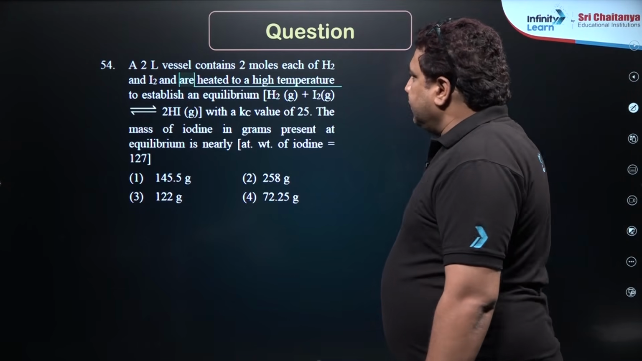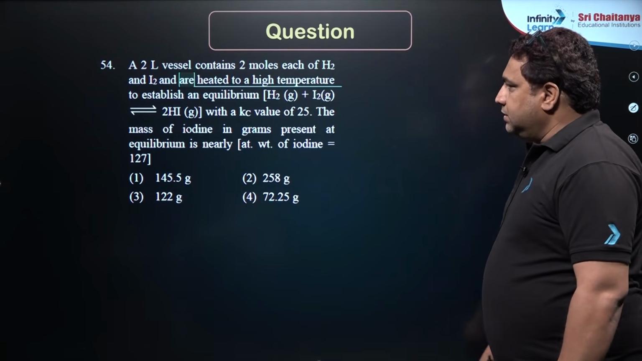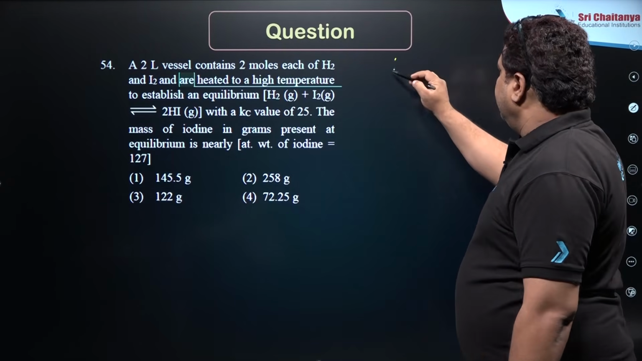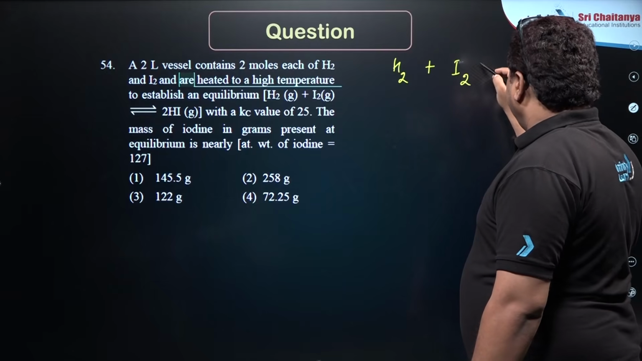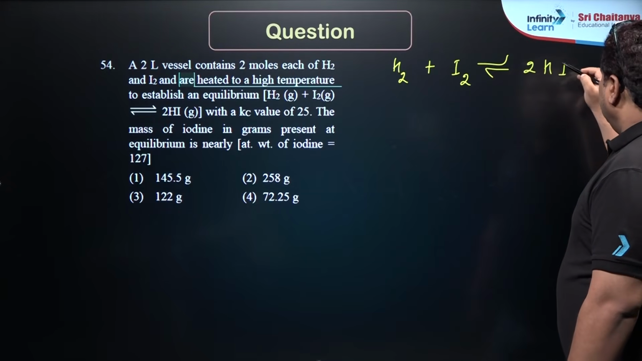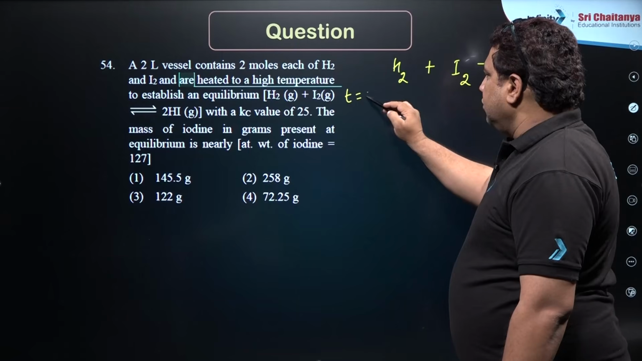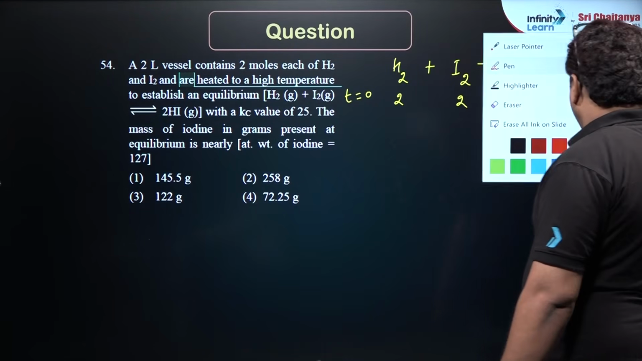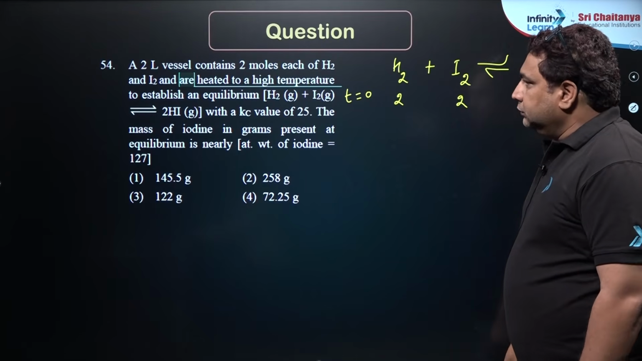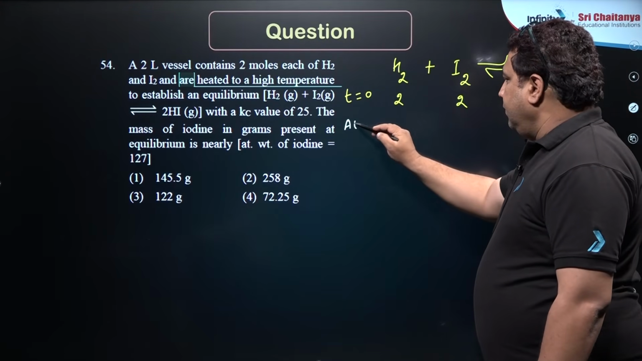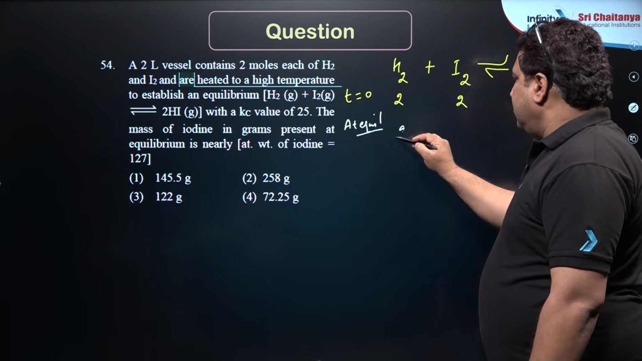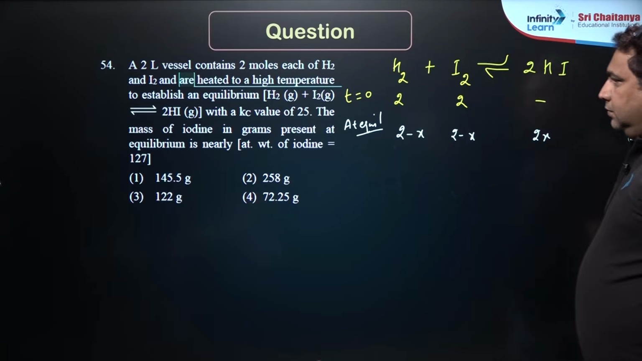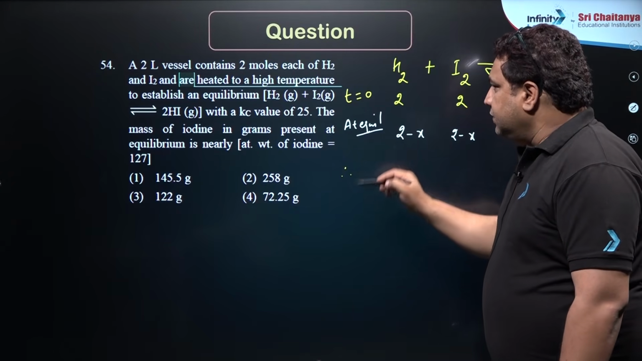Okay. Next, a 2-liter vessel contains 2 moles of hydrogen and iodine and is heated to a high temperature to establish equilibrium. So, hydrogen plus iodine gives 2HI. At time t equal to 0, how many moles? 2 moles, this is 2 moles, and this is not there. At equilibrium, from 2 some x is lost, from 2 some x is lost, and here some 2x is formed. Correct?